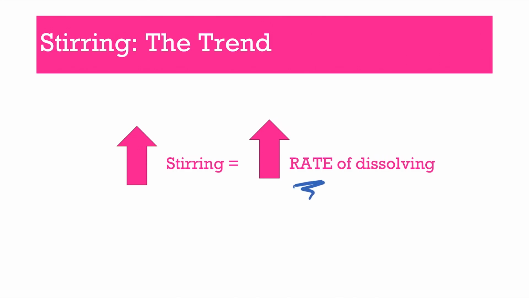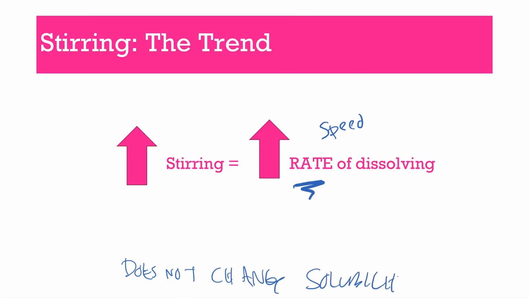And so the trend here is that if you increase this stirring or this agitation or this shaking, you're increasing the rate, so the speed of dissolving. So if you have that protein drink, or sugar in iced tea, or that chocolate milk example, everything will eventually dissolve, but if you shake it or stir it, it dissolves a lot faster. Now, this does not change the solubility. So just because you stir it doesn't mean you can dissolve more, it just dissolves faster.